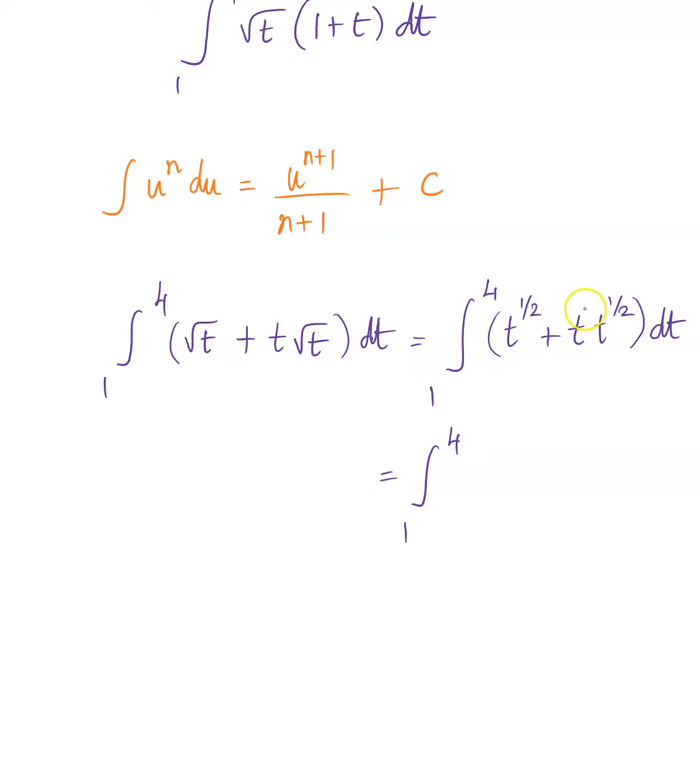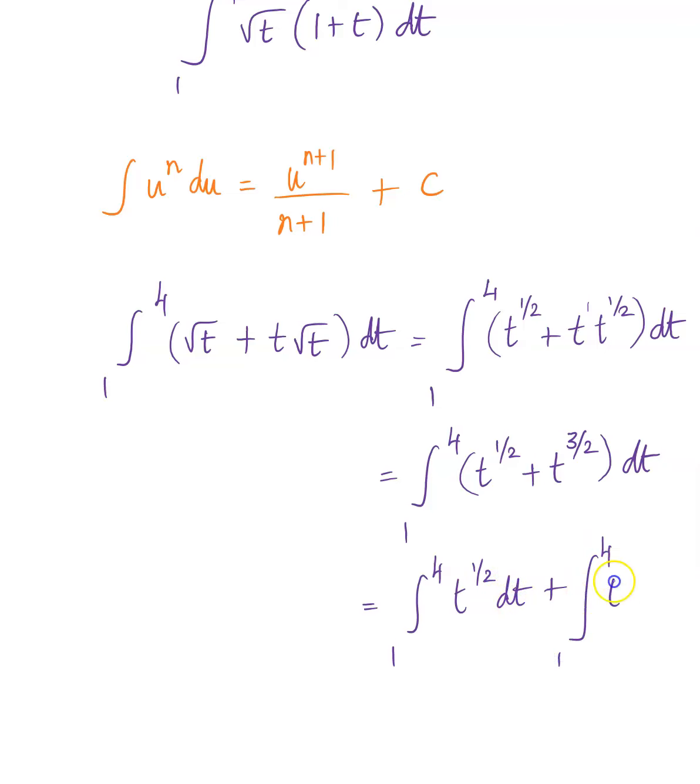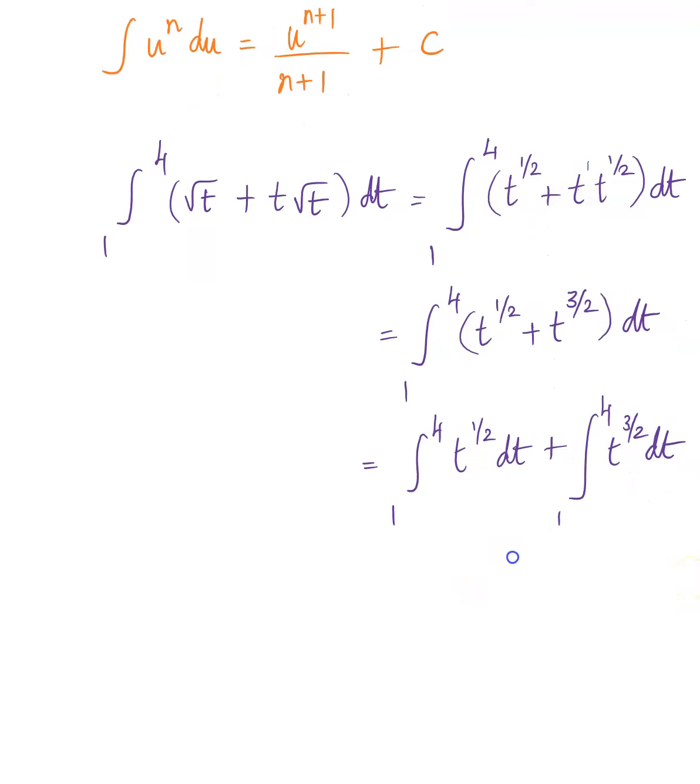So this t has a power 1, right? So you add the powers. 1 and a half is 3 over 2. So rewrite that as t power half plus t power 3 over 2 dt. And then you can apply the power rule because it's all simplified algebraically. So now it's time to apply calculus. You could separate it like this, t power half dt plus t power 3 over 2 dt. But I'm just showing it to you here. In future, I will not be splitting it up like this. I'll be doing them in one go.